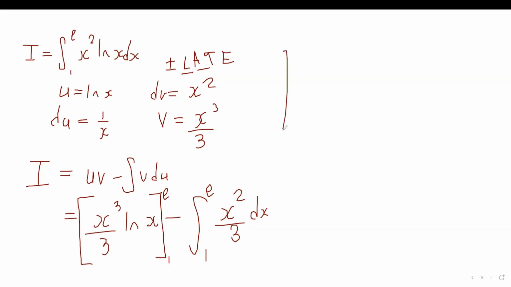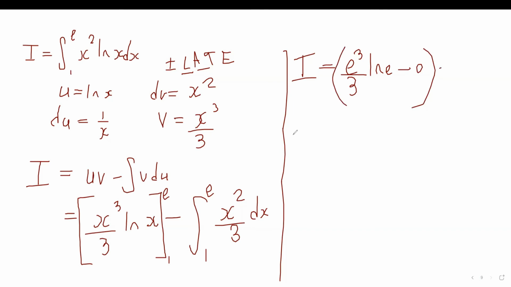So now we can finish off. I is equal to, we plug in e now, so we end up with e cubed over 3 times ln e, minus, when you plug in 1, ln 1 is 0, so you're going to get minus 0. Close that bracket. Minus, when you integrate x squared, you get x cubed over 3: add 1 to the power and divide by the new power, 3. But you have a 3 down there already, so you divide by 3 times 3, and we're integrating from 1 to e.